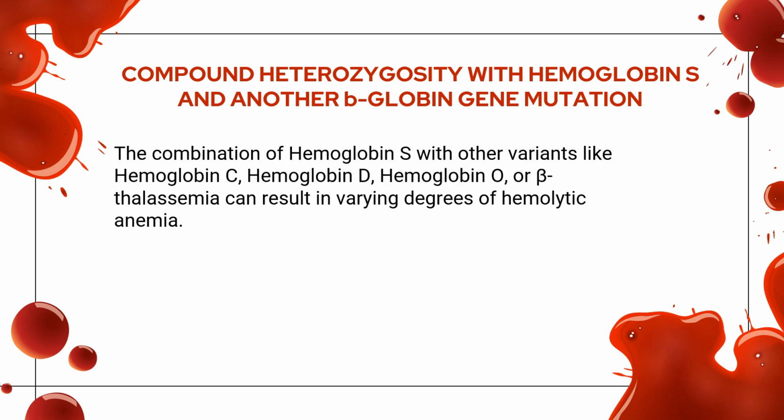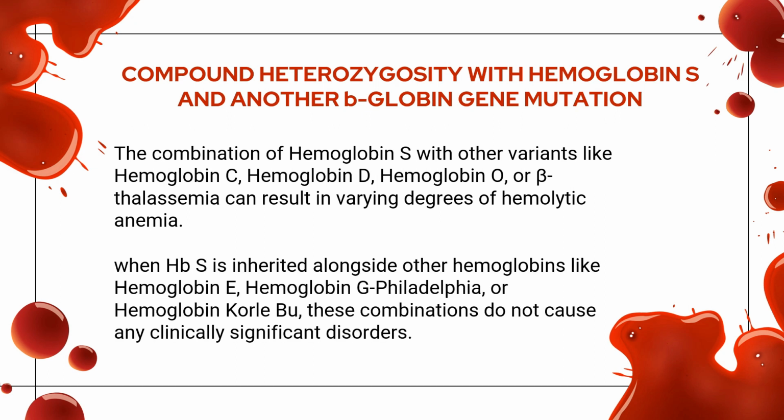The combination of hemoglobin S with other variants like hemoglobin C, hemoglobin D, hemoglobin O, or beta thalassemia can result in varying degrees of hemolytic anemia. Interestingly, when HbS is inherited alongside other hemoglobins like hemoglobin E, hemoglobin G Philadelphia, or hemoglobin Korle-Bu, these combinations do not cause any clinically significant disorders.